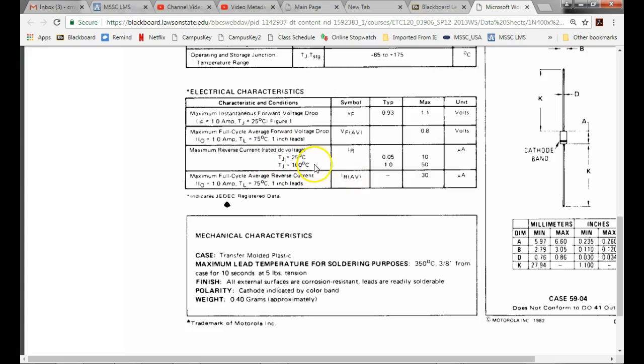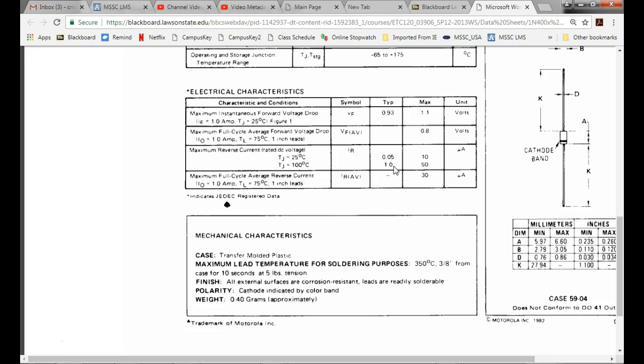Here's your leakage current right here. So the maximum it would ever be would be what? 10 microamps. That's the worst case, as long as you didn't break it over. Typically it's around 50 nanoamps at 25 degrees. At 100 degrees centigrade, it's at about 1 microamp. And that's not much, right?